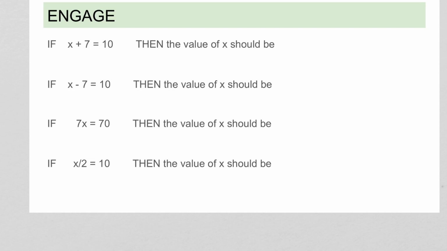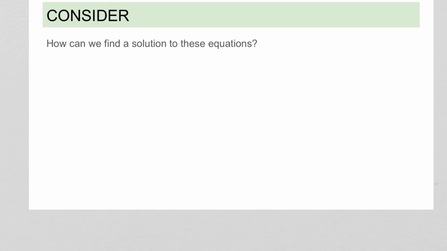Okay. So I'm hoping that when you looked at this, you said that the value of x, when x plus 7 equals 10, should be 3. X minus 7 equals 10, I'm sure you reasoned that to be 17. 7 times x equals 70 would be 10. And x divided by 2 equals 10, well, that would give us 20.